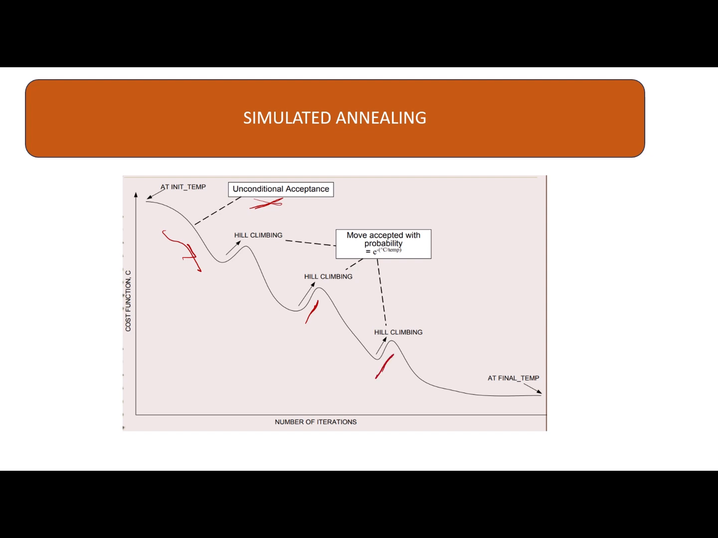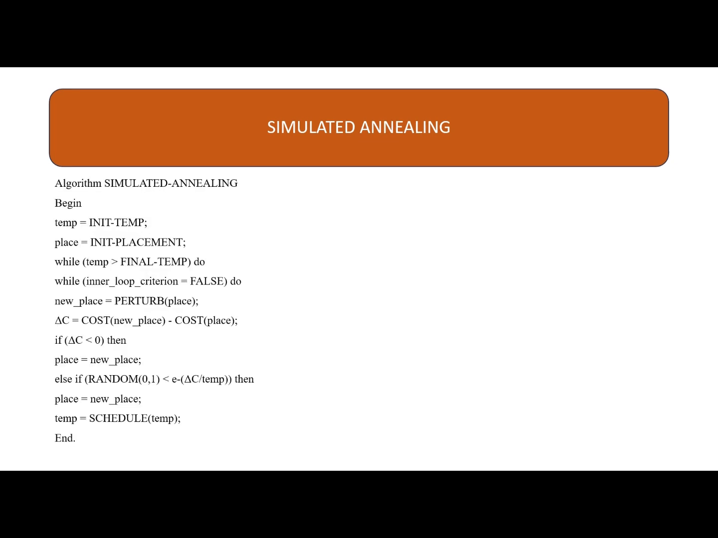So all these moves are accepted with a probability e power minus delta C by temperature. All the good moves are accepted, and all the bad moves are accepted with a probability. The probability is given by e power minus delta C by temperature. Okay, so this is the algorithm for simulated annealing.